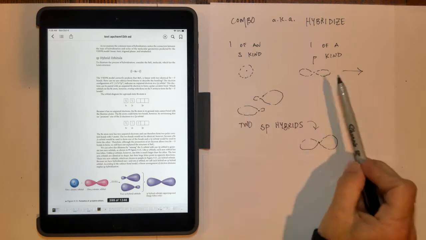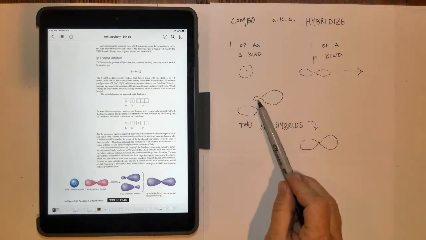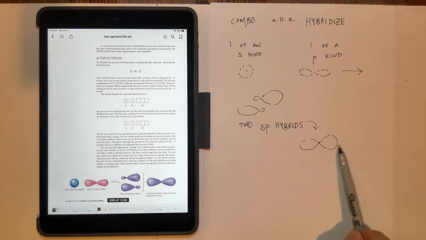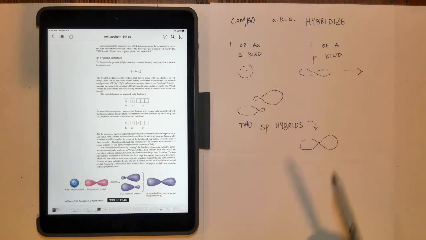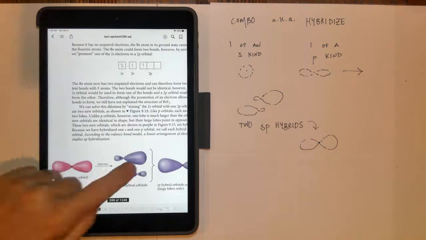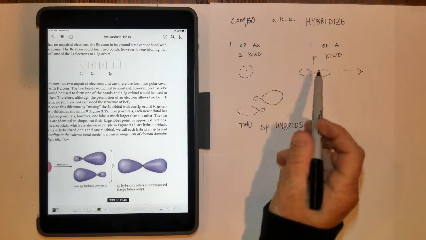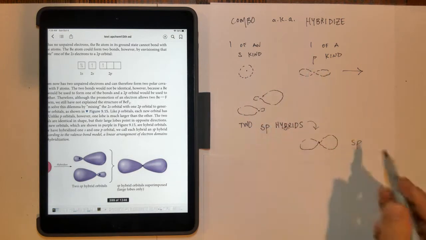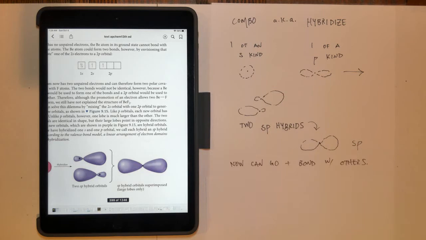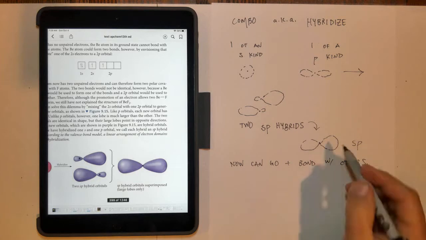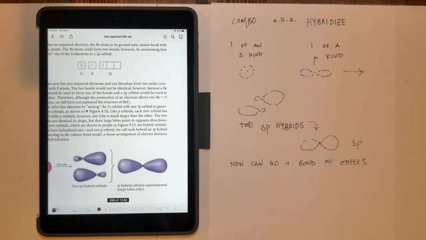If there's one s and one p, then they're going to form two of these sp hybrid orbitals, which end up looking like just bigger or larger p orbitals. So here's a set of sp orbitals because it's from one s and one p, and they call this sp hybridized. So now it can go and bond with others, and it can have an equal sharing of electrons, or unequal if it's polar. But these allow for the orbital overlap to take place and then to stick together really well.